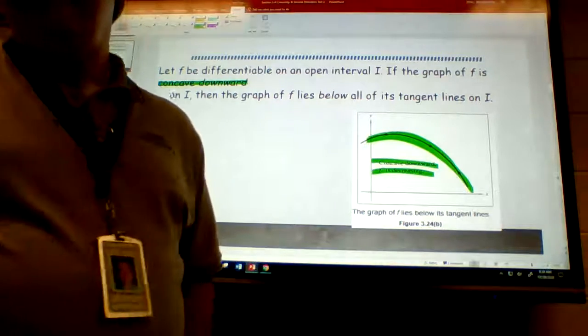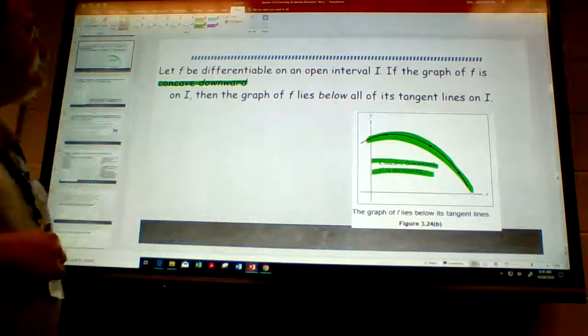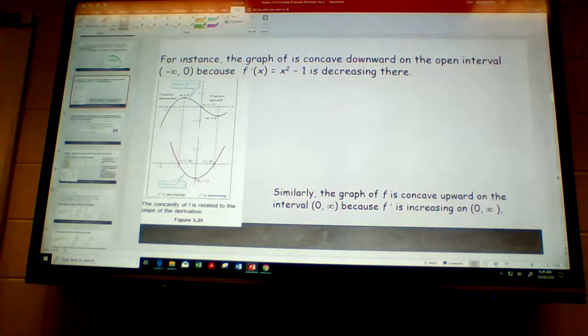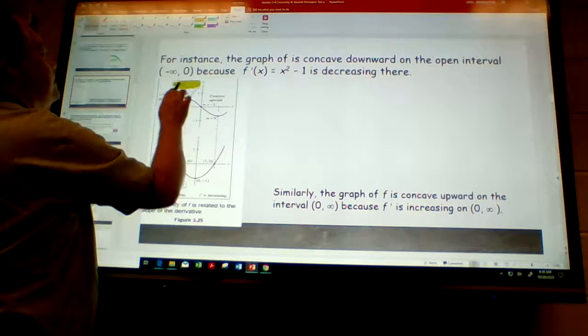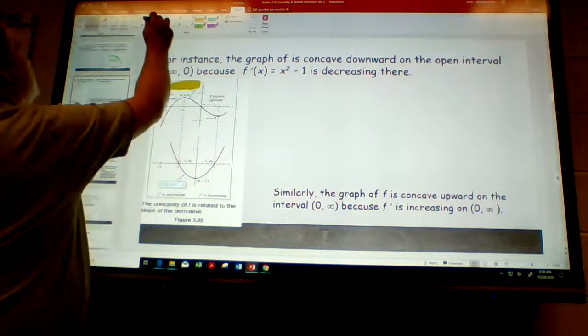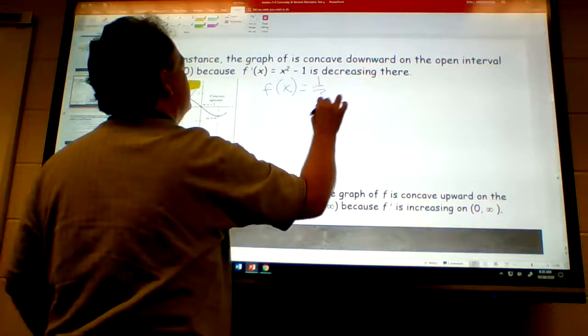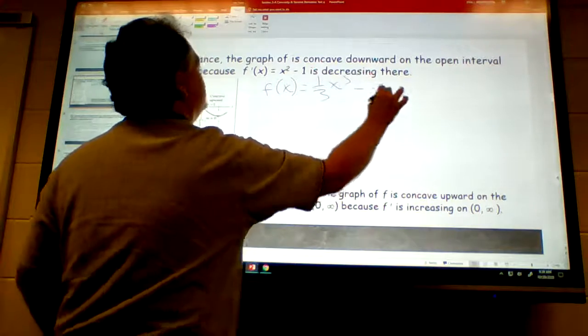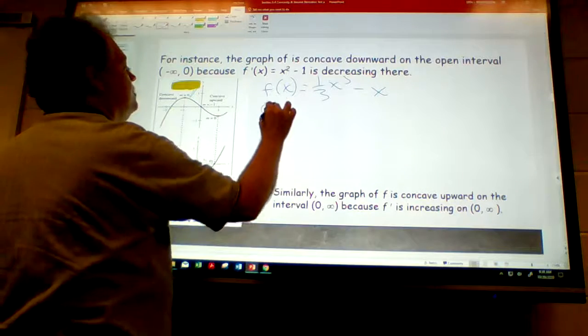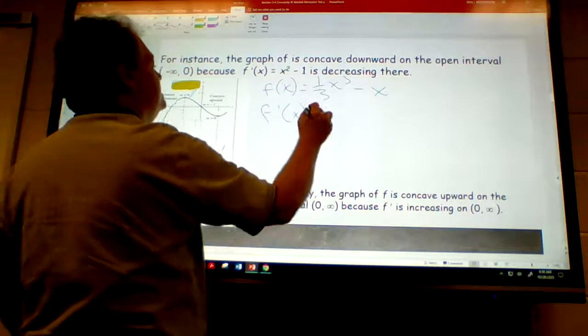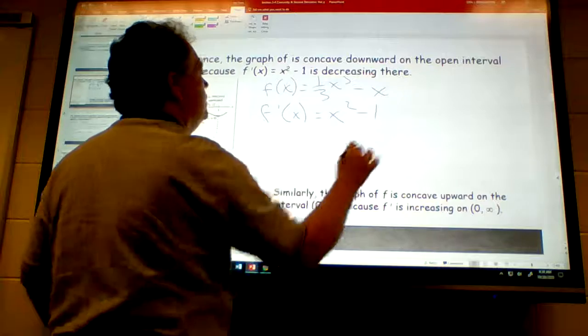All right, now I'm going to show you a comparison between two graphs. Okay, this is the original equation right here. You can barely see it, but it's right there. I'm going to write it over here in blue. So f of x equals 1/3 x to the third minus x. That's what f of x is. Well, f prime of that, as you can see there, is x squared minus 1.